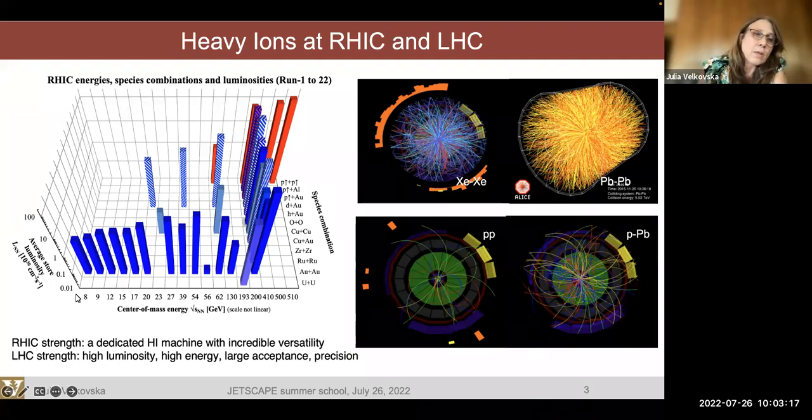Here you see the center of mass energy and the type of species that was collided and the delivered integrated luminosity. At the LHC, we have less variety of species. However, the LHC's strength is in its high luminosity, high energy, and detectors that have very large acceptance and that allow for very precise measurements.